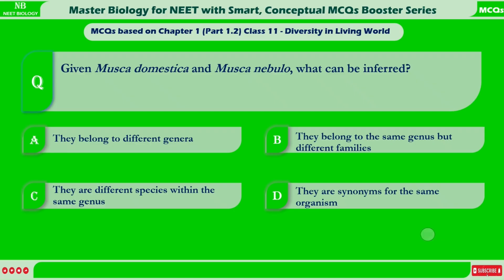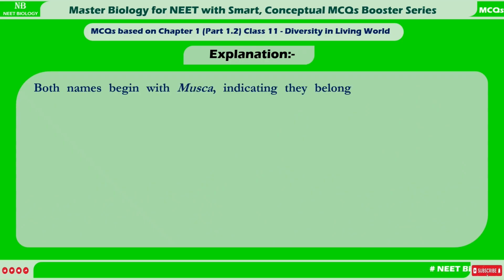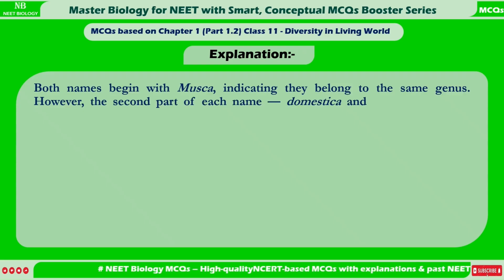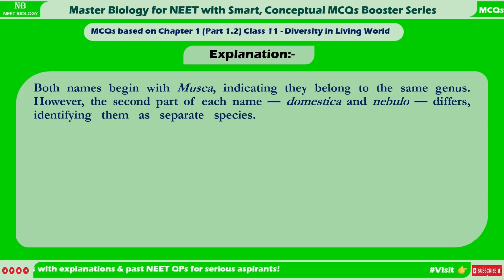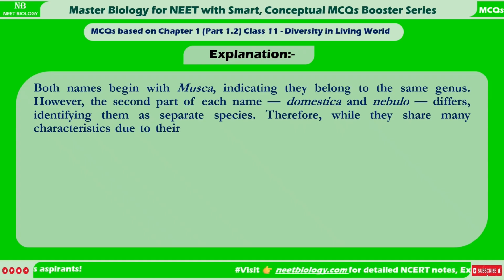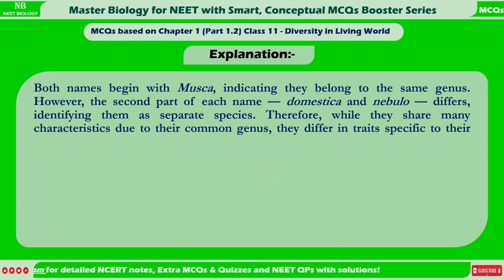Correct answer is C. They are different species within the same genus. Explanation: Both names begin with Musca, indicating they belong to the same genus. However, the second part of each name, domestica and nebulo, differs, identifying them as separate species. Therefore, while they share many characteristics due to their common genus, they differ in traits specific to their species.